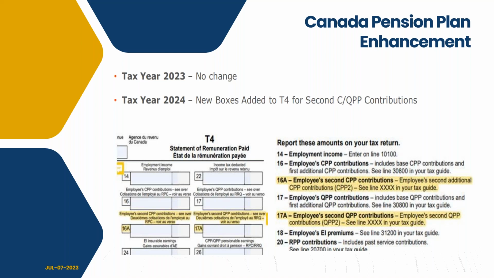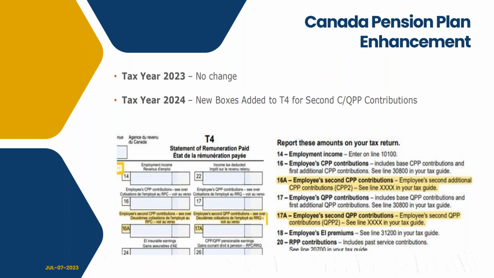But in 2024, there will be new T4 boxes. And in fact, the new T4 that has been released, which is T4 23, includes the new T4 boxes. So for T4 slips filed for calendar year 2024 and after, report the amount of CPP2 contributions you will deduct from your employee in box 16A. And for Quebec, report the amount of QPP2 contributions you deduct from your employees in box 17A.